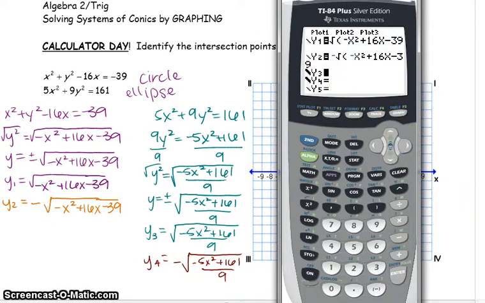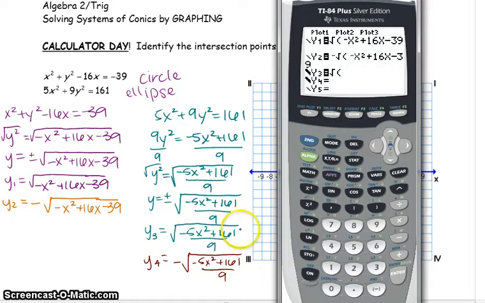Okay? So if we go back to our y3, so again, our y1 and y2, that's our same conic section, that's our circle. Now our y3 and y4, this is going to be our ellipse. Okay, so let's fill in what our y3 is here.